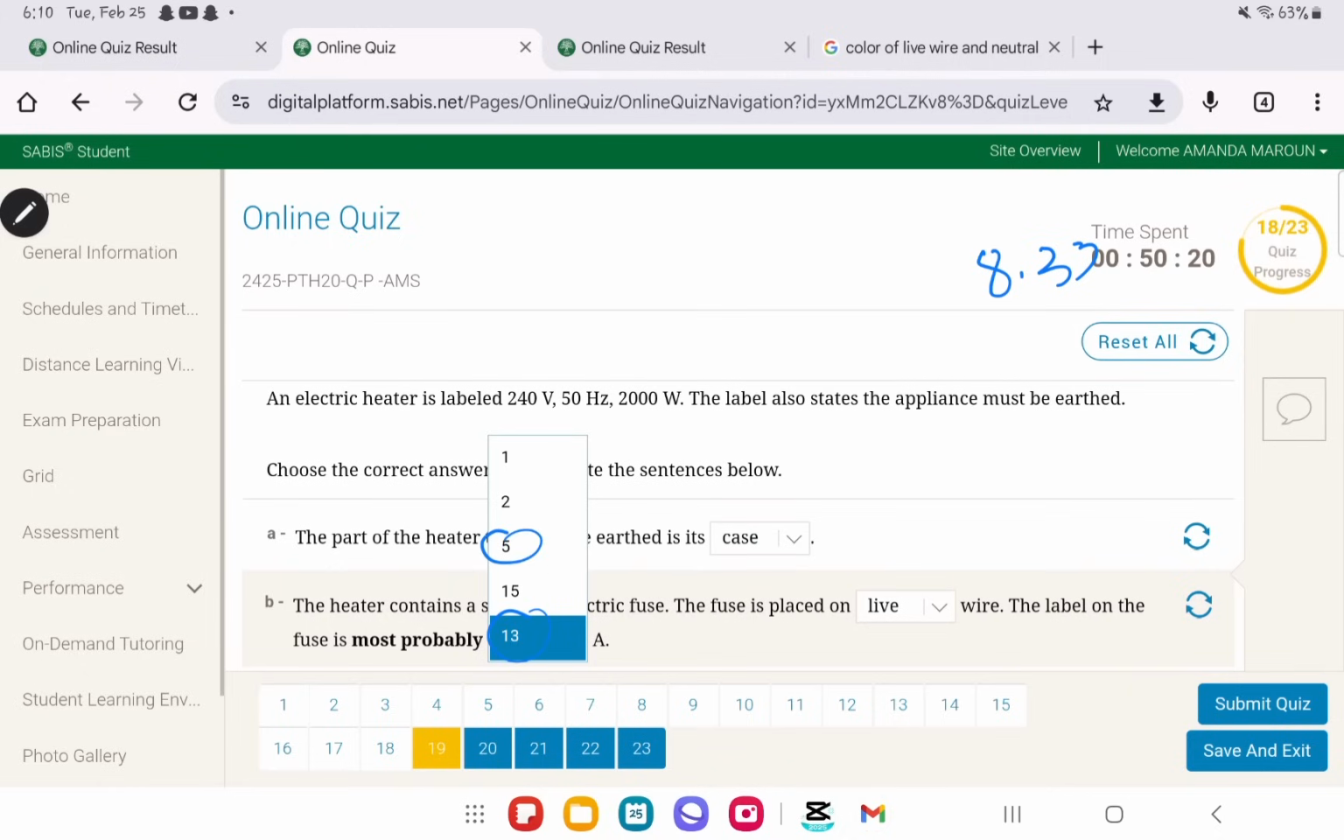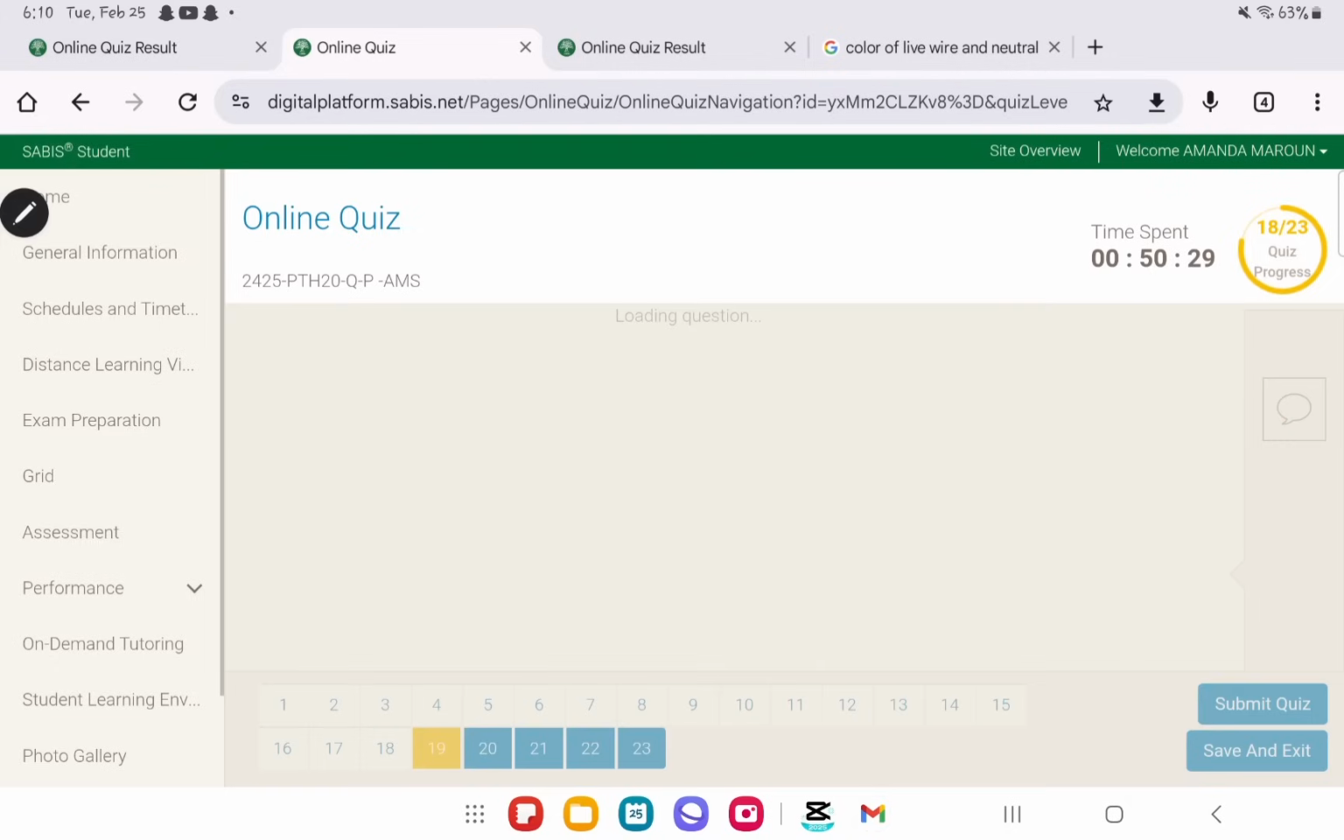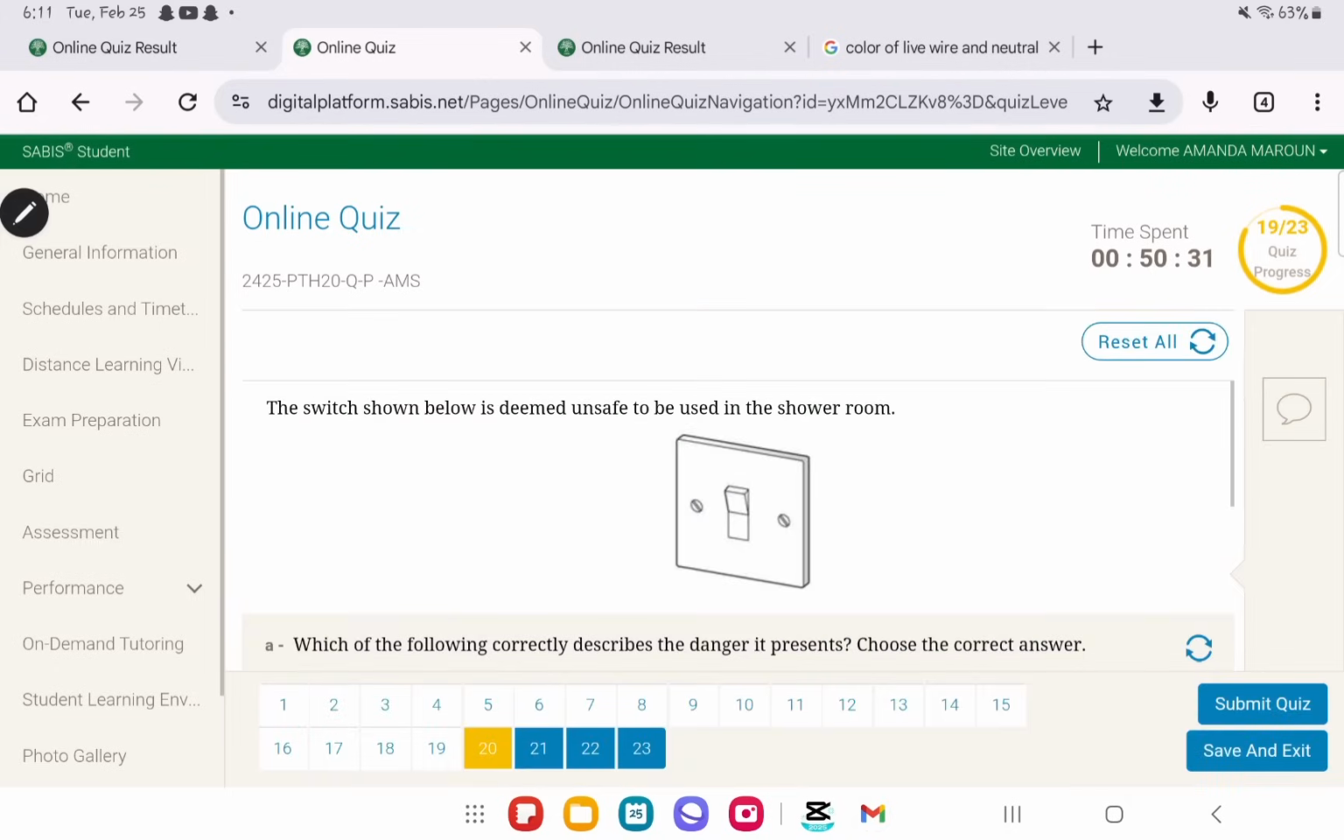It cannot be 5 because 5 is way too small for it. It will not function. It needs a minimum of 8 amperes for it to function. And that's pretty much all I have to say about this topic. We move on to question number 20.